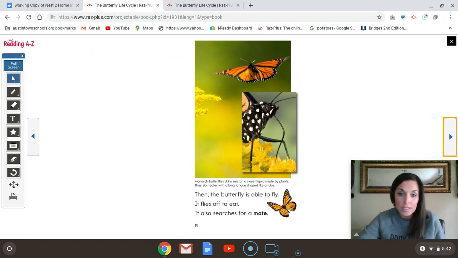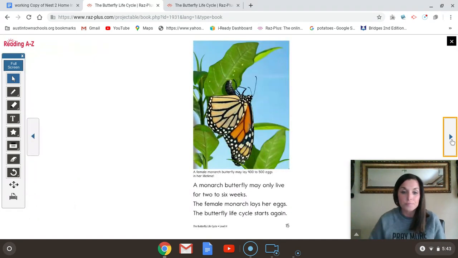Monarch butterflies drink nectar, a sweet liquid made by plants. They sip nectar with a long tongue shaped like a tube. Okay, it's called a proboscis. Can you guys say proboscis? Okay, it's kind of like a straw that comes out, and that's how they sip the nectar.